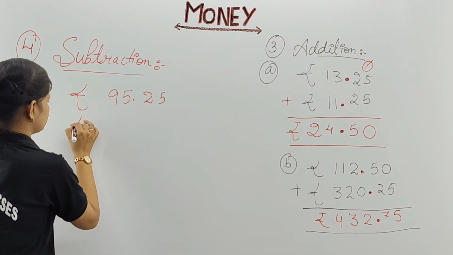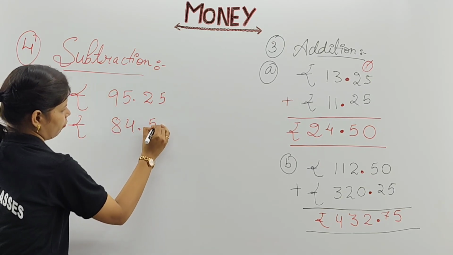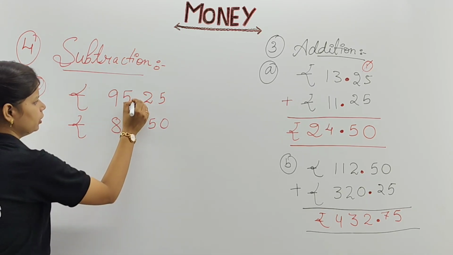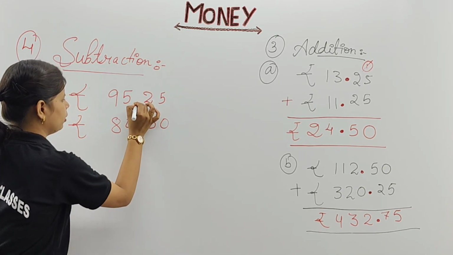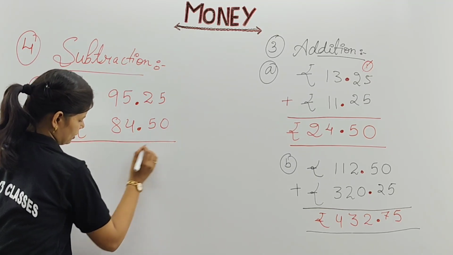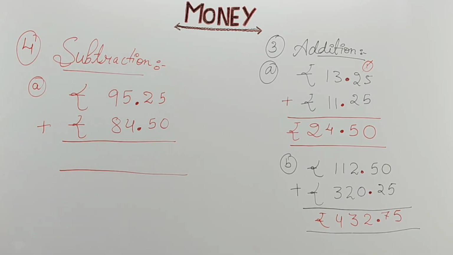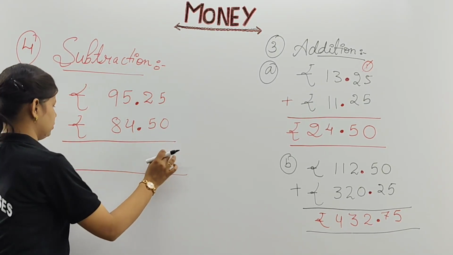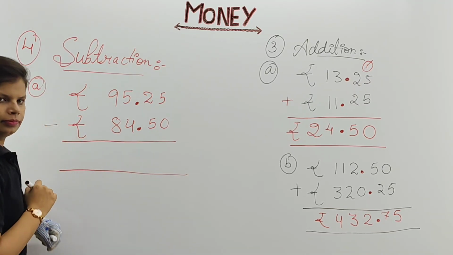95.25 subtracted from 84.50. Clear? Now here you are having another number. That means what? This point is going to separate your rupees and paise. Clear? Now when we are going to add or subtract, we don't have to add now. We have to subtract here.